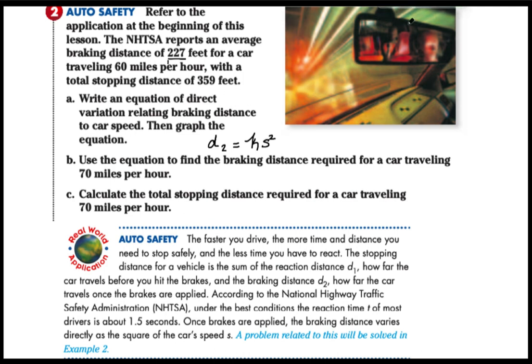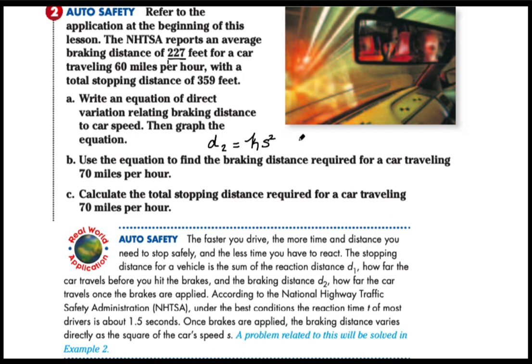So the first thing we want to do is just establish the fact that the braking distance, which we saw referred to as d sub 2 here, will be equal to some constant k times the speed squared. So that's like the standard situation that we were given from this bottom part of the information at the beginning of the chapter. Now we want to figure out what that constant is.